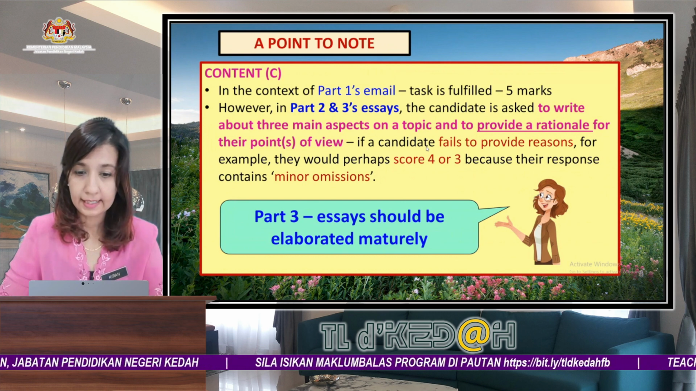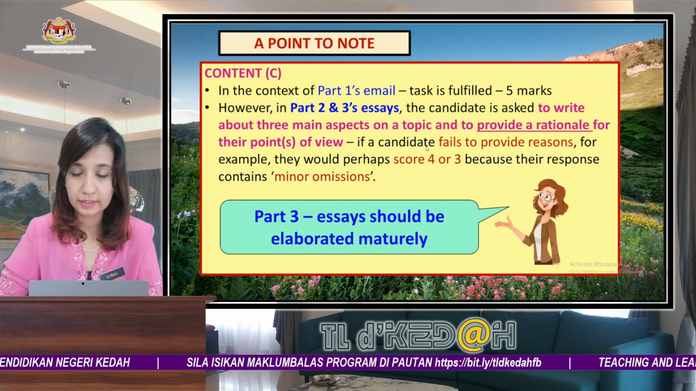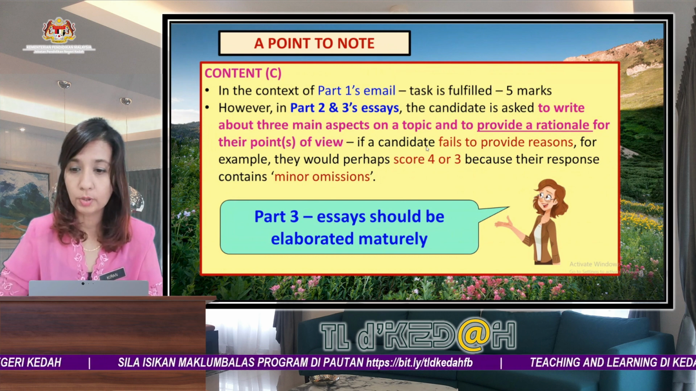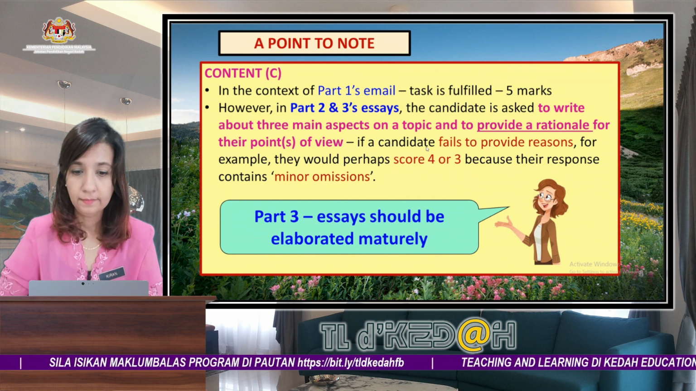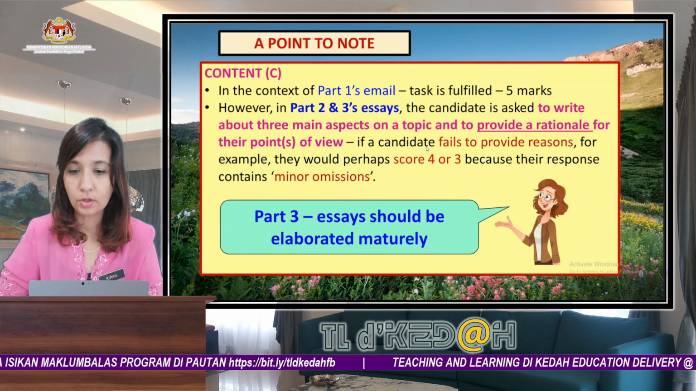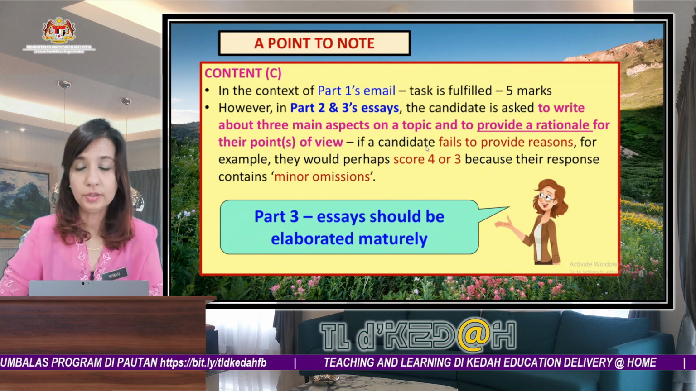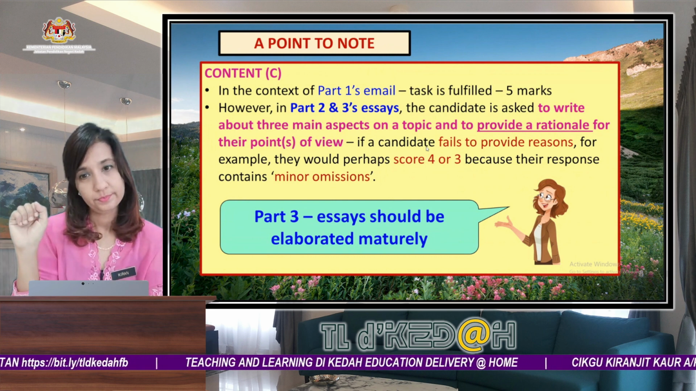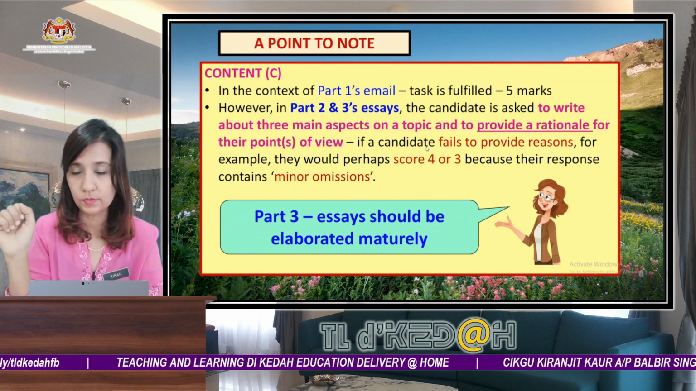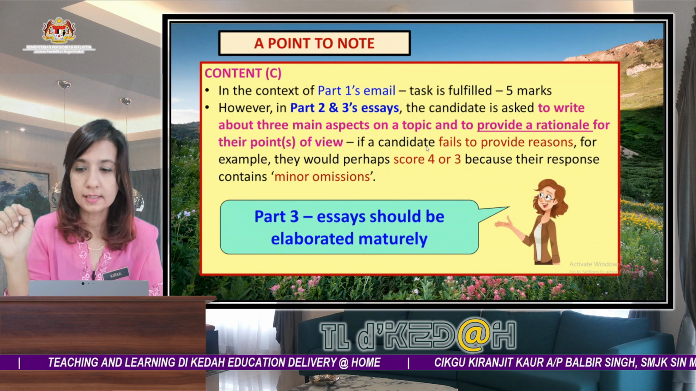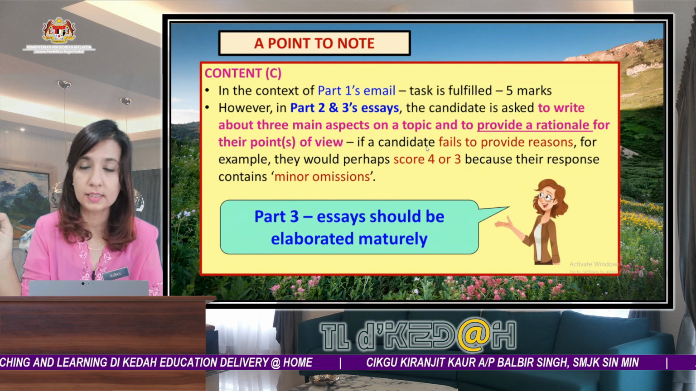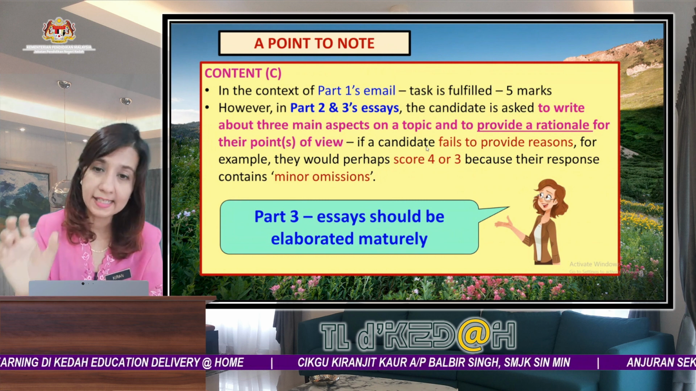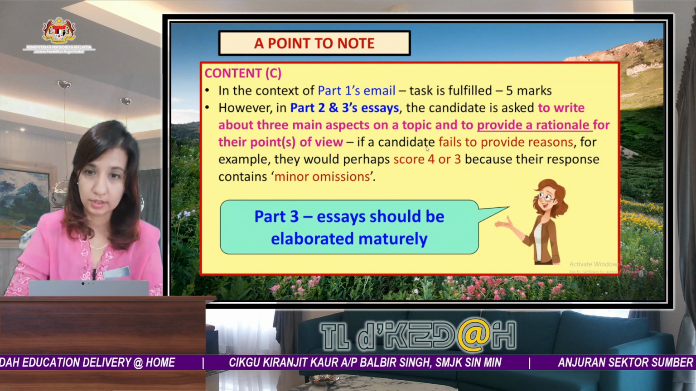Okay, look at the example here given. If a candidate fails to provide reasons, for example, they would perhaps score 4 or 3. You touched on the points well, but you didn't elaborate. Okay, so you may not get full marks for your content because the response contains minor omissions. That means you need to have some explanation to support your content points.